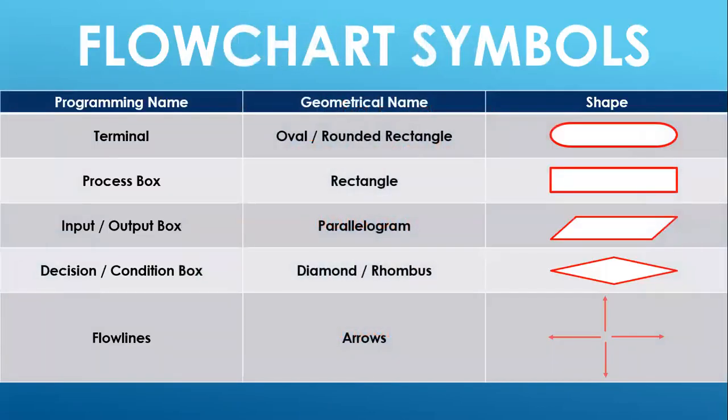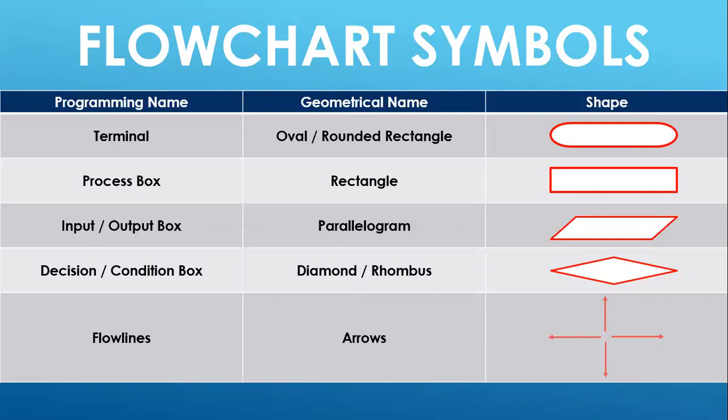Now these are the few shapes which must be remembered by us, because these few shapes or components we are going to use in flowcharting. So the first box is the oval or rounded rectangle. Rounded rectangle means its vertical lines are rounded. Horizontal lines are straight, but vertical lines from up to down are rounded.